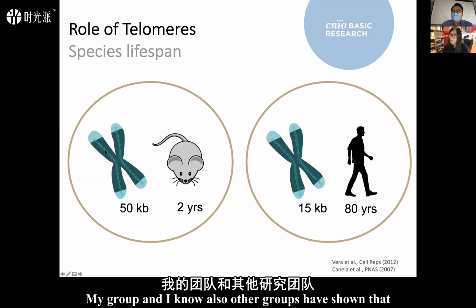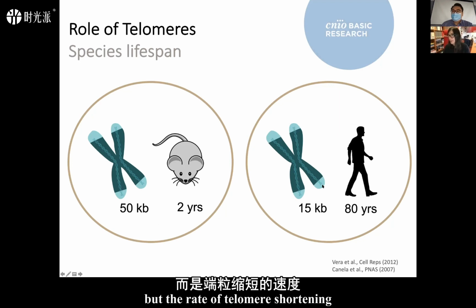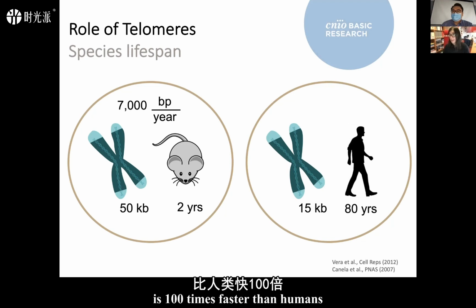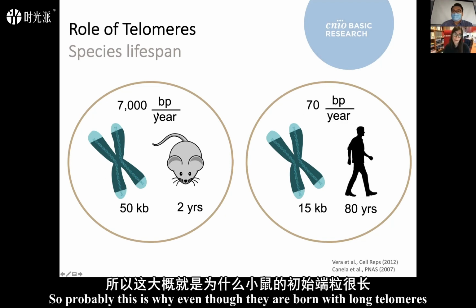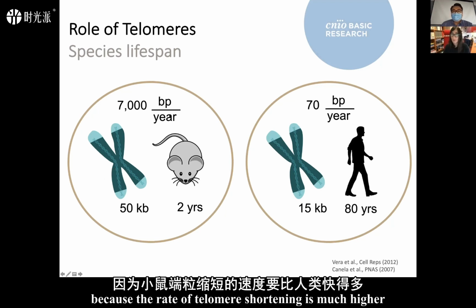My group and other groups have shown that it is not the initial telomere length that is important, but the rate of telomere shortening. We found that mice shorten their telomeres 100 times faster than humans. So probably this is why, even though they are born with long telomeres, they live much shorter, because the rate of telomere shortening is much higher.